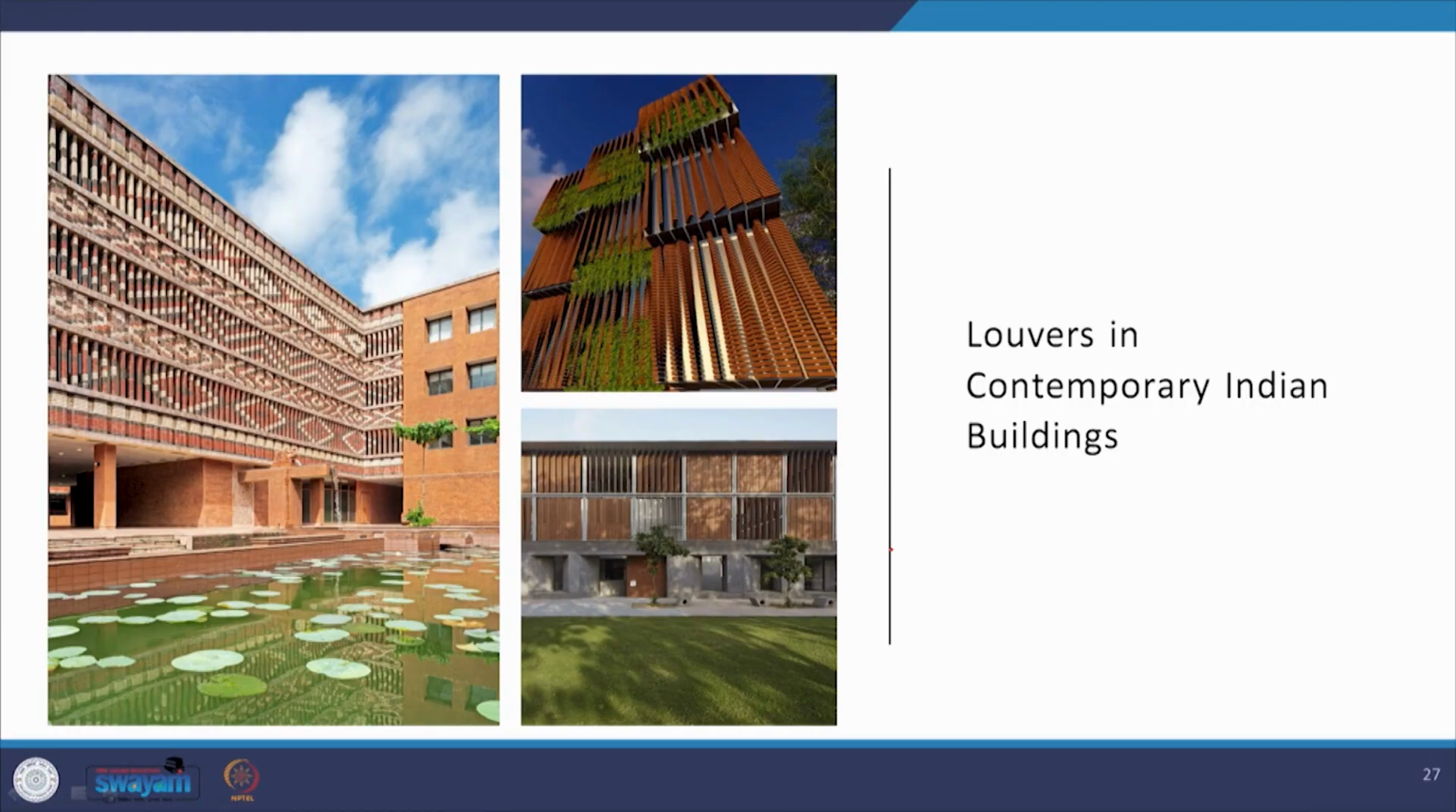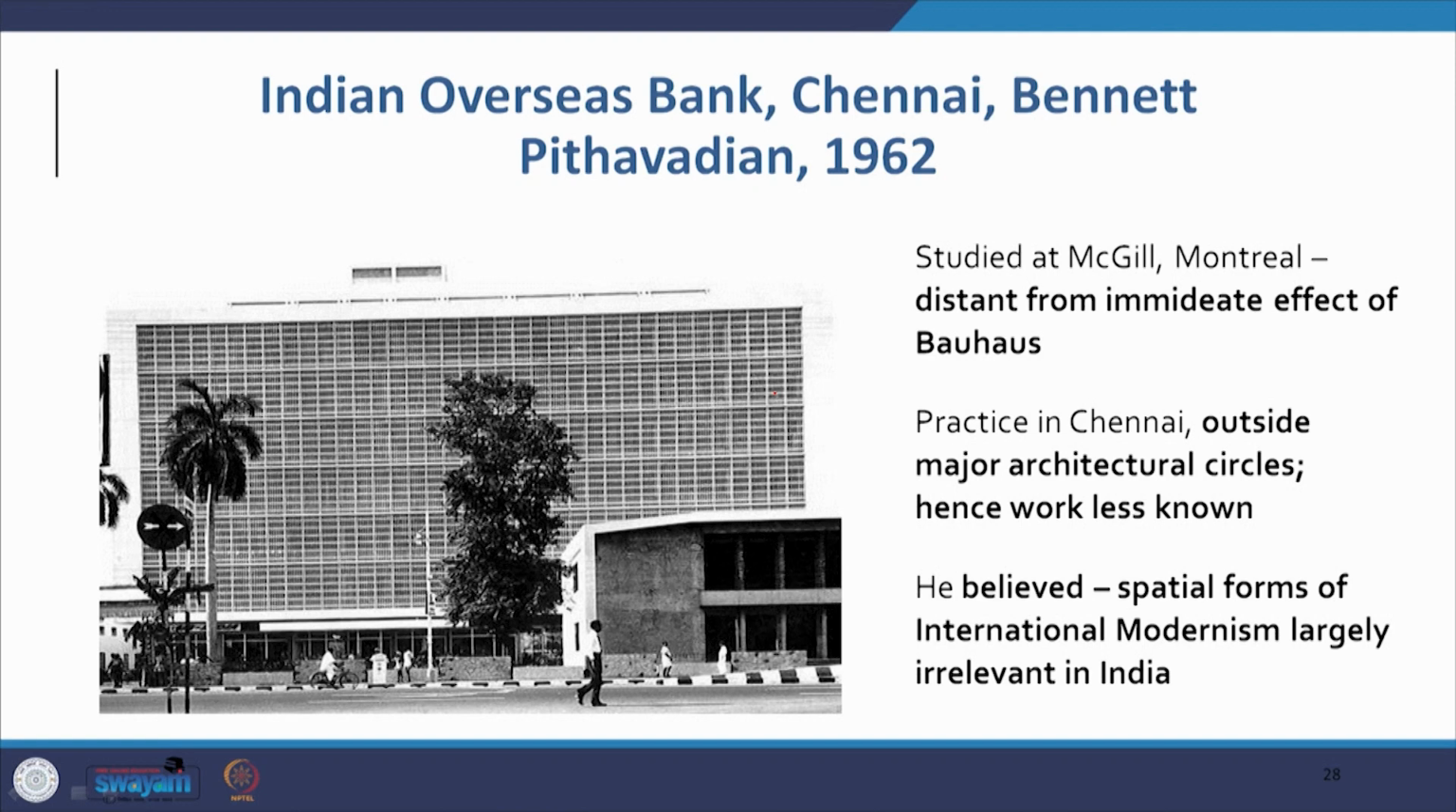Now when we come to louvers in contemporary Indian buildings, like the jalis we saw in the buildings of Morphogenesis and Sanjay Puri, there are buildings being done by Indian architects, for example Sanjay Mehrotra, which are using louvers. Now then we come to the other building in Chennai by Bennett Pitavadian, called the Indian Overseas Bank, in 1962.